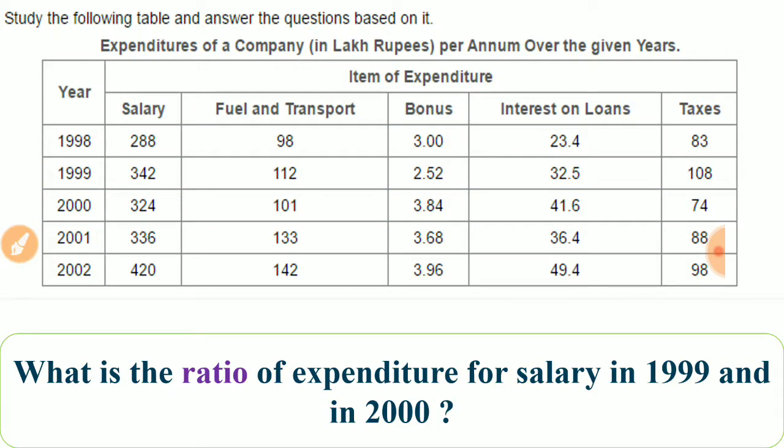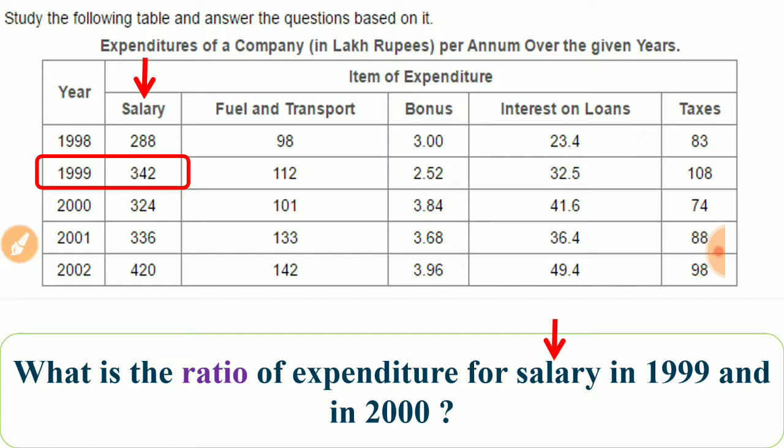So first question we talk about the sum, second question we talk about the difference. The third one is about the ratio. Ratio, as we all know, is in A by B format, so a fraction type format, right? Okay. So what is the ratio of expenditure for salary in 1999 and in 2000? So this question is about the salary box. This is the salary box and the value of expenditure for salary in 99 is 342.